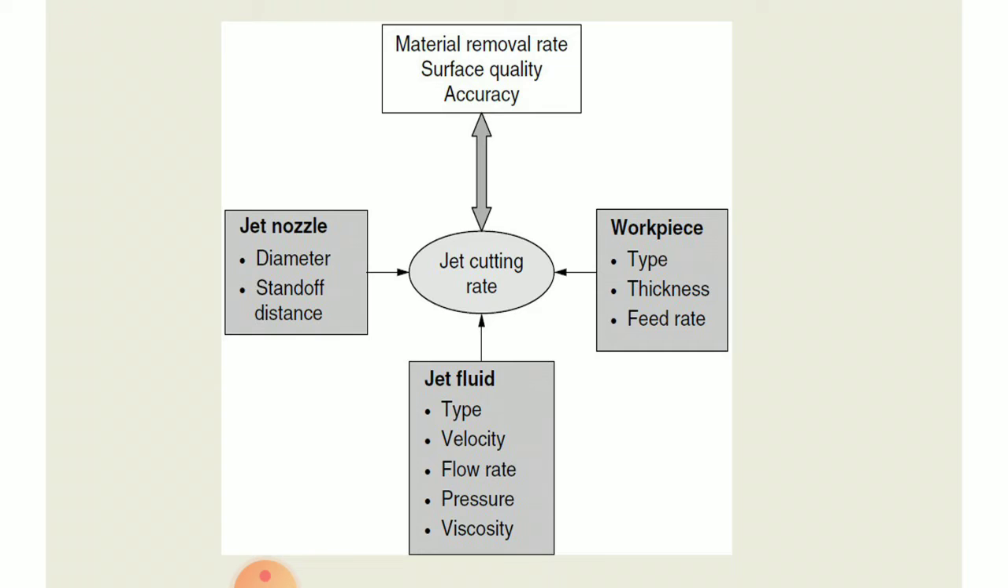The material removal rate, surface quality, and the accuracy. The flow chart is representing the performance, right? The jet nozzle having its diameter, standoff distance, isn't it? Its working duration. Generally, if the water condition is okay, if it is filtered properly, then it will work for around 200 hours. Other parameters like workpiece, its type, thickness, its feed rate will also matter.